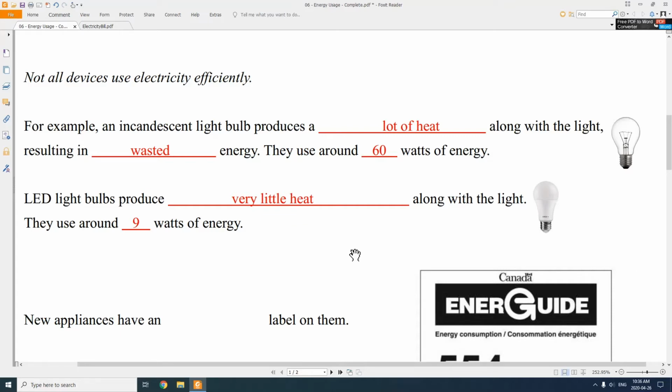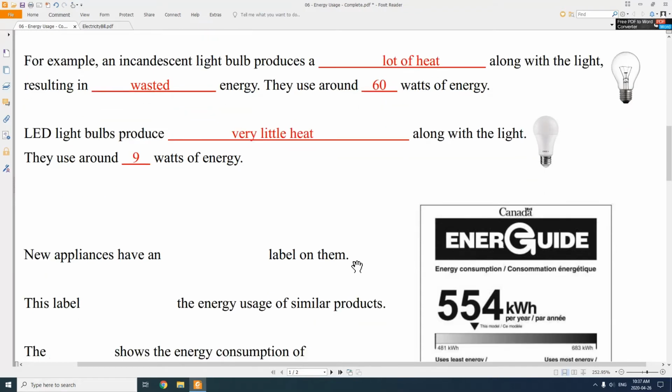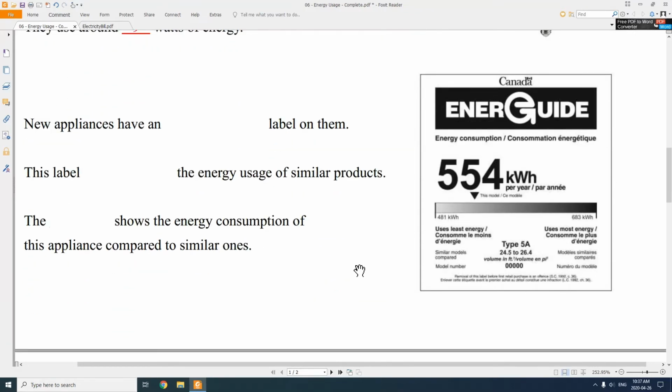Now, how do you compare them? Let's say you had to go out and buy an appliance. How would you know which one uses more or less energy? There's a lot of factors. I mean, you don't know how it was made. Fortunately, there is actually a label that shows up on almost any of the appliances out there. It's required in Canada. It's called the EnerGuide label.